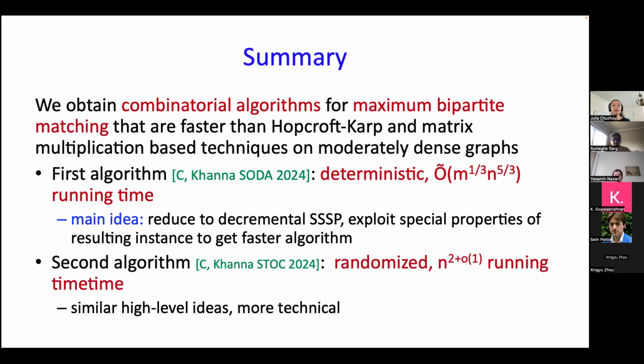And the second algorithm, which is based on the STOC paper, has a running time that becomes close to n². The algorithm is randomized. The very high-level ideas are similar, but it's more technical and you need more ideas.